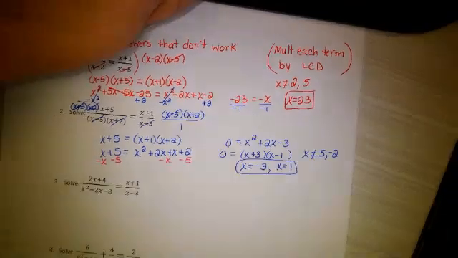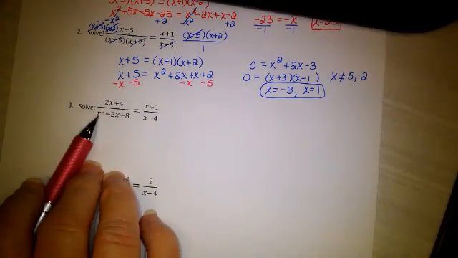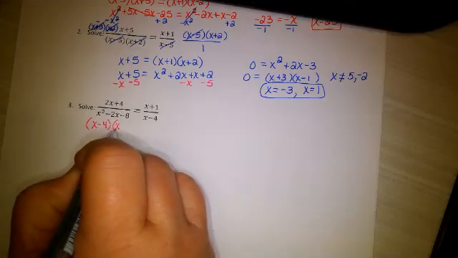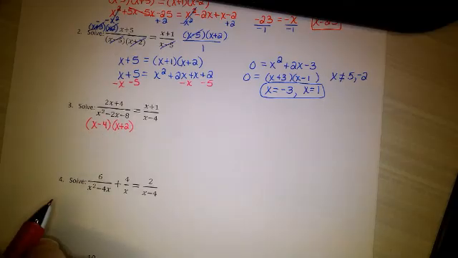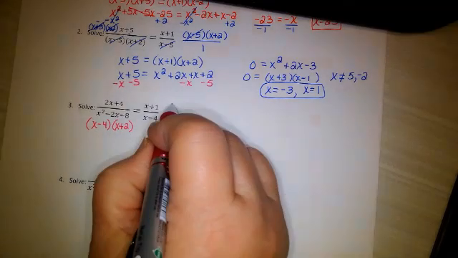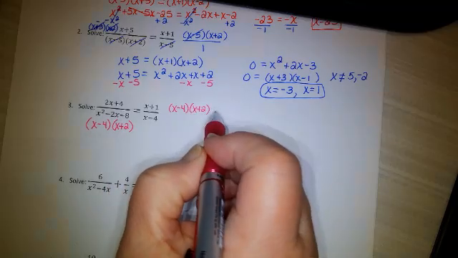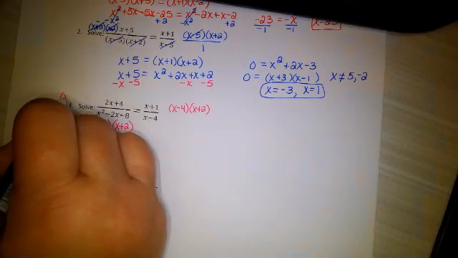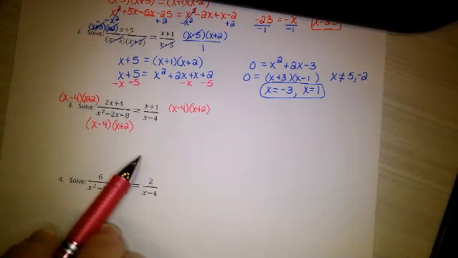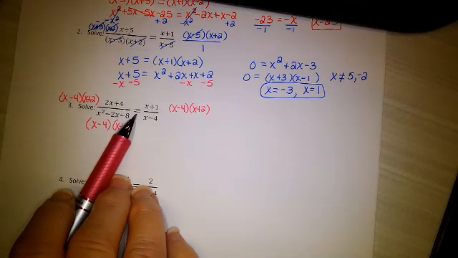All right, let's keep going. On number 3, if I factor this denominator, I get x minus 4, x plus 2. So my common denominator is this. I'm going to multiply each term by x minus 4, x plus 2. So this one in the front, x minus 4, x plus 2. I multiplied by the same number on both sides of the equal sign, and that is allowed.